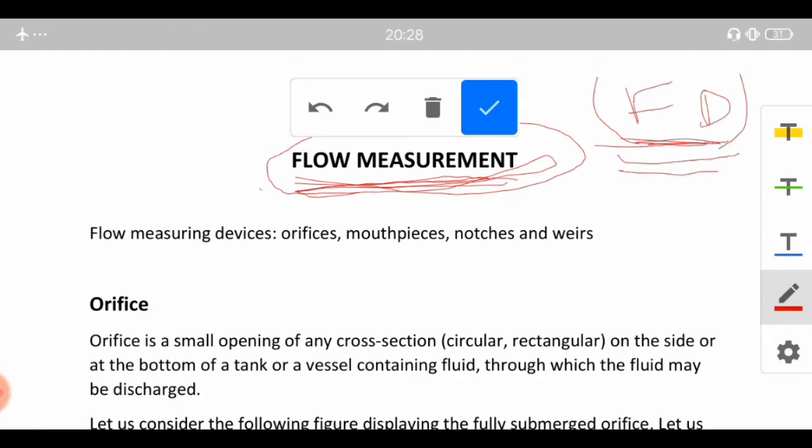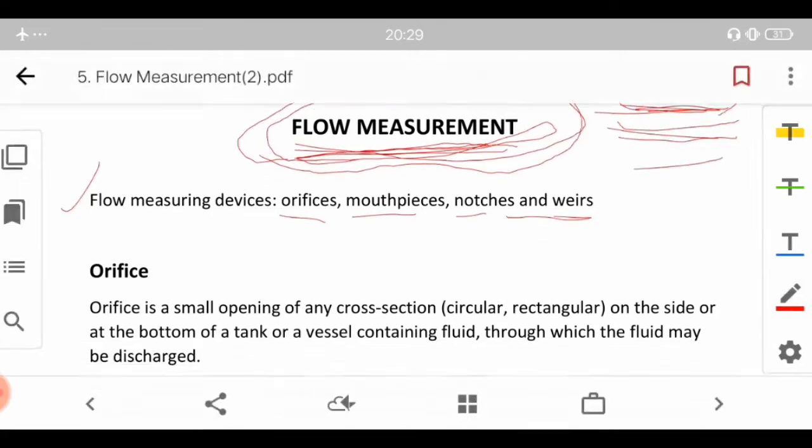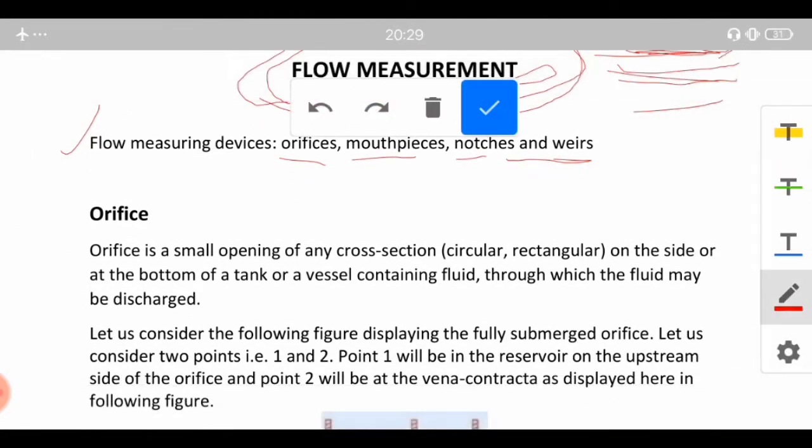So in flow measurement, this is a basic application of fluid dynamics, and here we will basically read about devices which are used for flow measurement like orifice, mouthpiece, notch and weirs. So first we read about orifice.